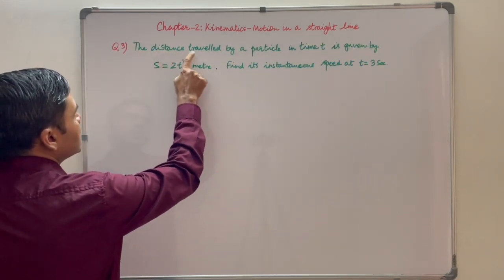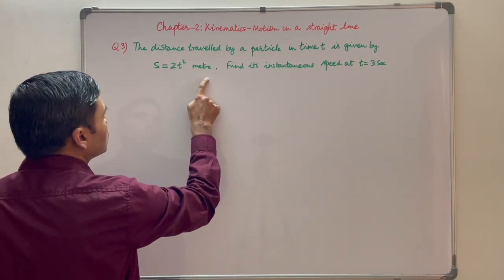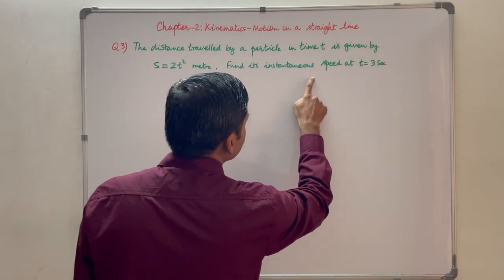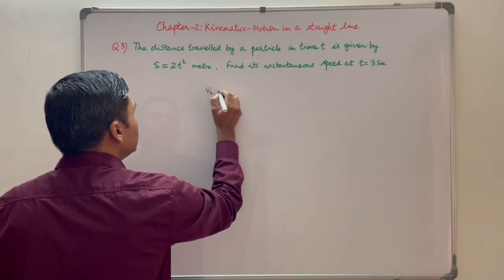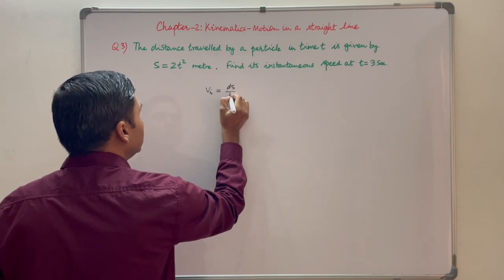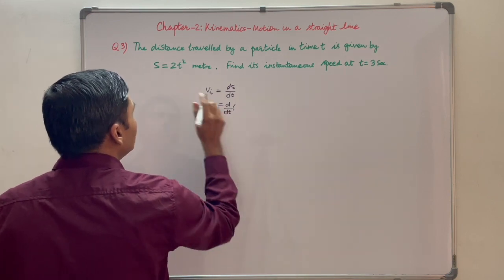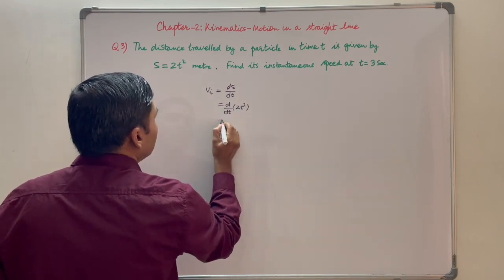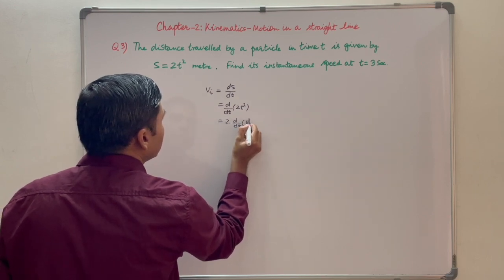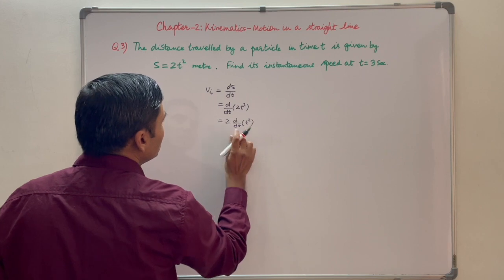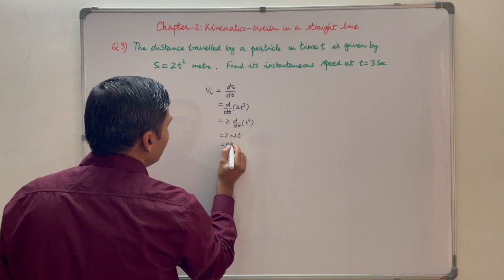Third question, the distance traveled by a particle in time t is given by s is equal to 2t square meter. Find its instantaneous speed at t is equal to 3 seconds. So instantaneous speed vi is equal to ds upon dt. That is equal to d upon dt of s, which is given as 2t square. We will take 2 out. So it will be 2 d by dt of t square. d by dt of t square is 2t. So it will be equal to 2 into 2t, and that is equal to 4t.